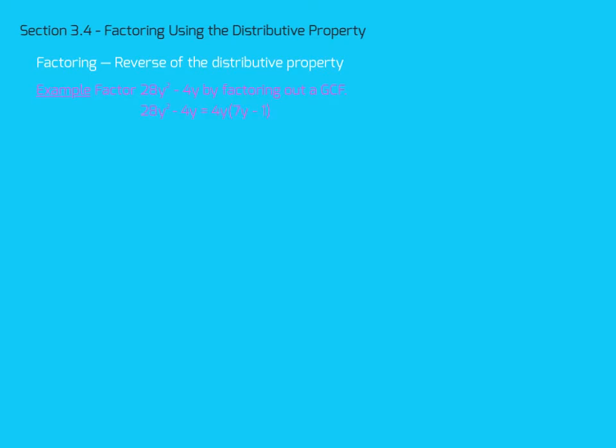So if I factor out the GCF of 4y, what am I left with? From the first term, I still have a 7y. It's like you're dividing if you're pulling it out in front. And then from our second term, we just have a minus 1. Again, we're taking out the 4y.